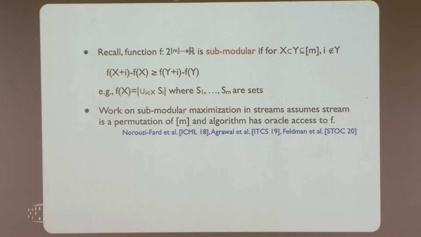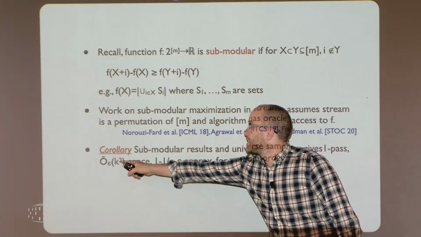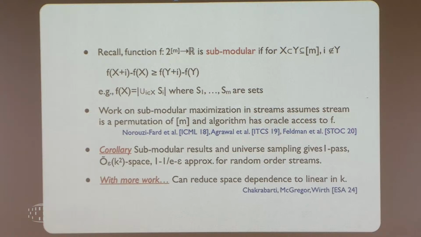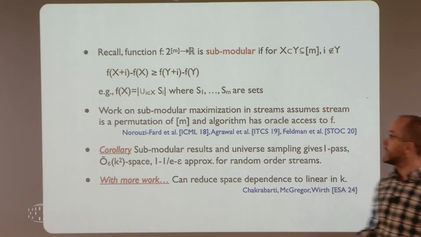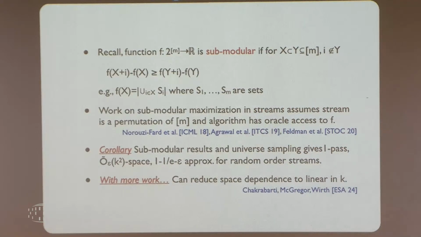It is true that using the simplification result, we can adapt all these algorithms with just a blow up of order k to get their approximation ratios. So an immediate corollary of the submodular results and universe sampling is a 1-pass order k squared space 1 minus 1 over e approximation. And with some more work, which I'm not going to go into, you can get this dependency down to k.